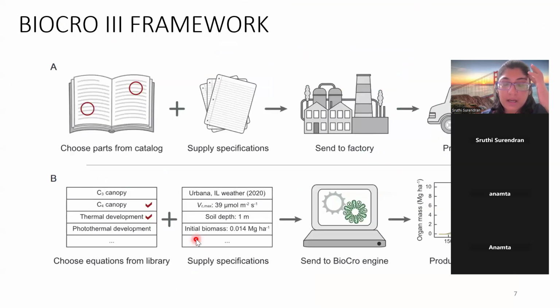So just like how the paper describes BioCro's modularity, it is similar to how we can choose parts for a vehicle, send a specification to a factory and send it to manufacture the vehicle. Similarly, we can also choose modules, give the necessary inputs, run it using BioCro and get the growth or biomass or total canopy photosynthesis, canopy transpiration, etc. by running this module.